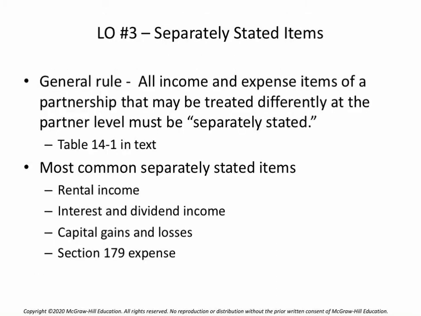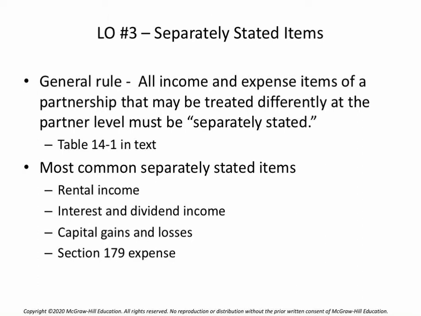So learning objective 3 is going to be those separately stated items, and in general, all income and expenses that may be treated differently at the partner level are going to be separately stated. Some examples of those are rental income, interest and dividend income, capital gains, and that Section 179 expense for depreciation we previously looked at. The issues that might come into play here are that partners may be differently situated for passive activity and at risk. They may be differently situated in terms of which tax rates are going to apply to dividend income or capital gains income, for example.